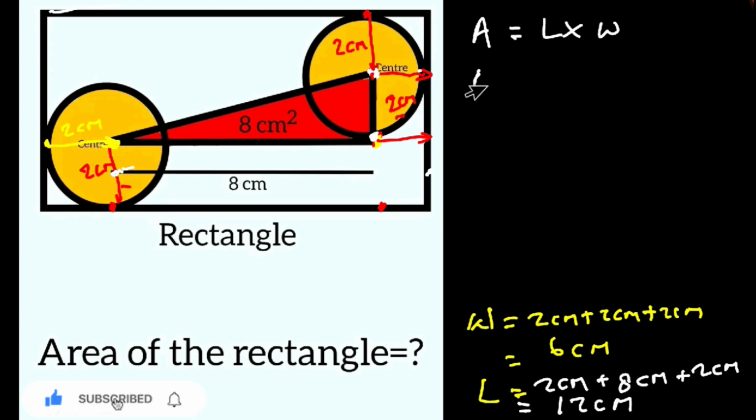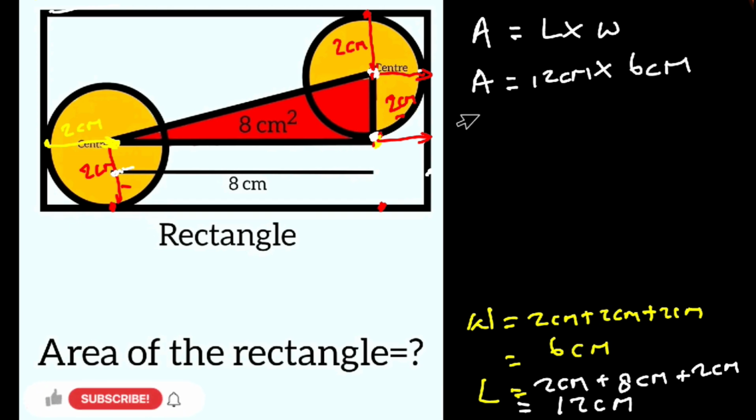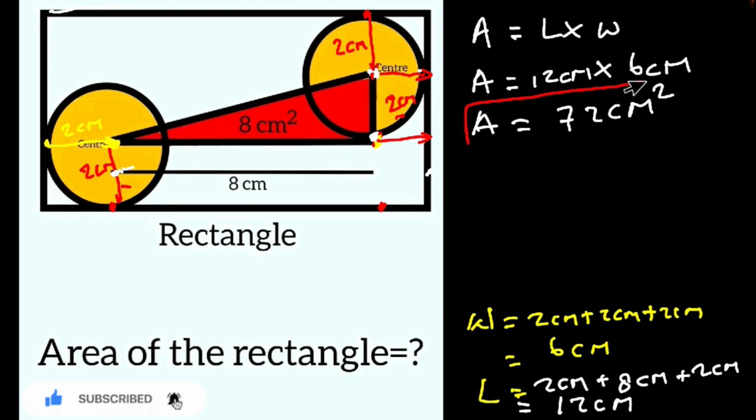So we now have that the area of this rectangle is equal to the length, 12 cm, multiplied by the width, which is equal to 6 cm. So the area of this rectangle is equal to 12 times 6, which is 72 cm squared. So this is the answer to this question.